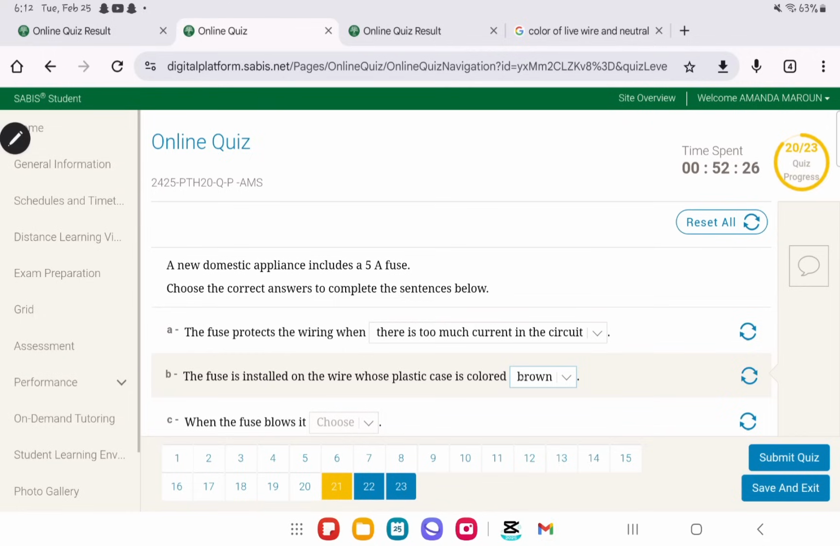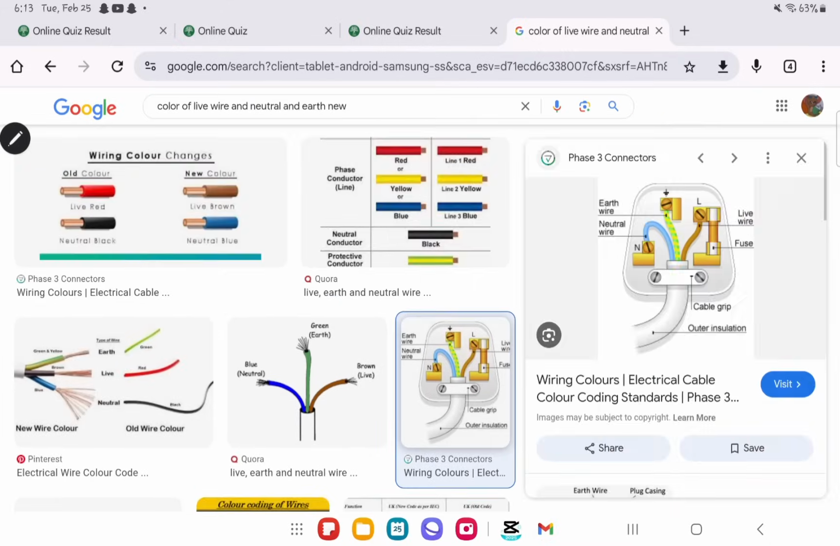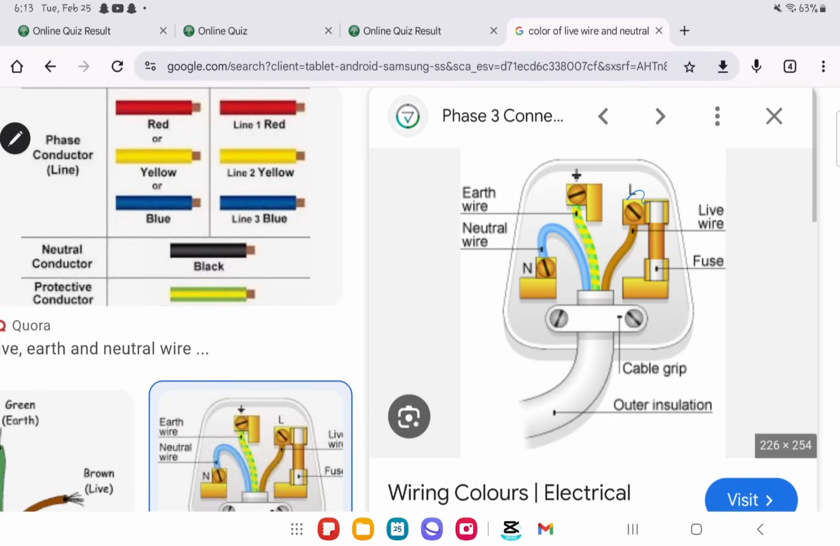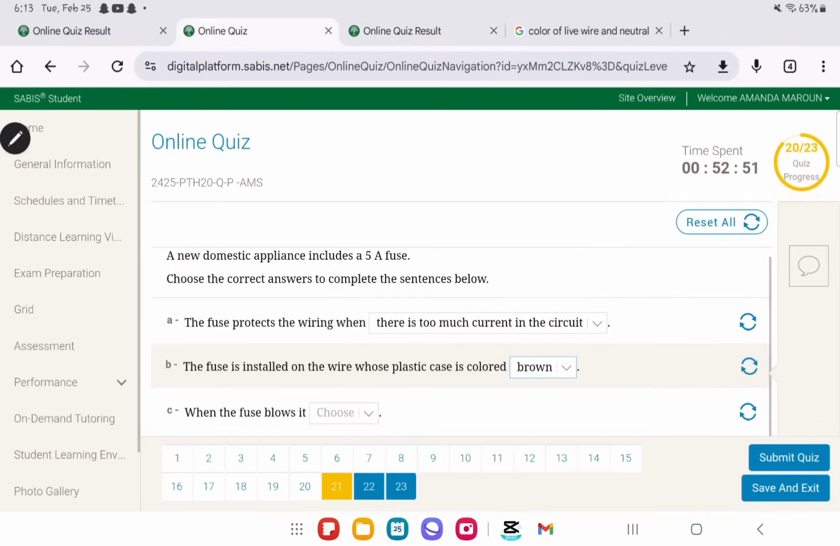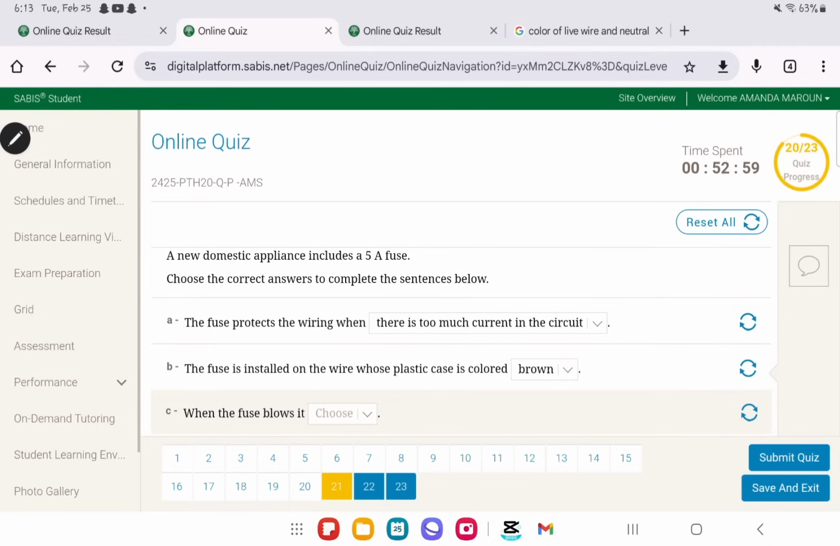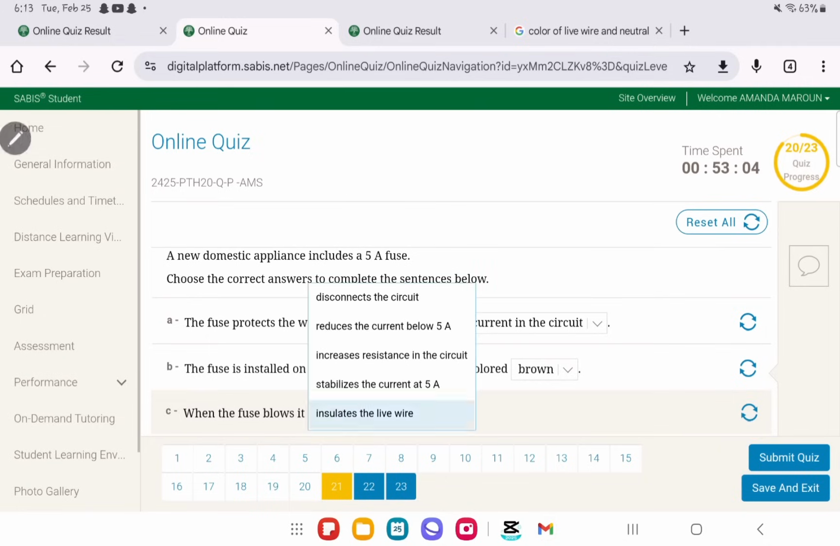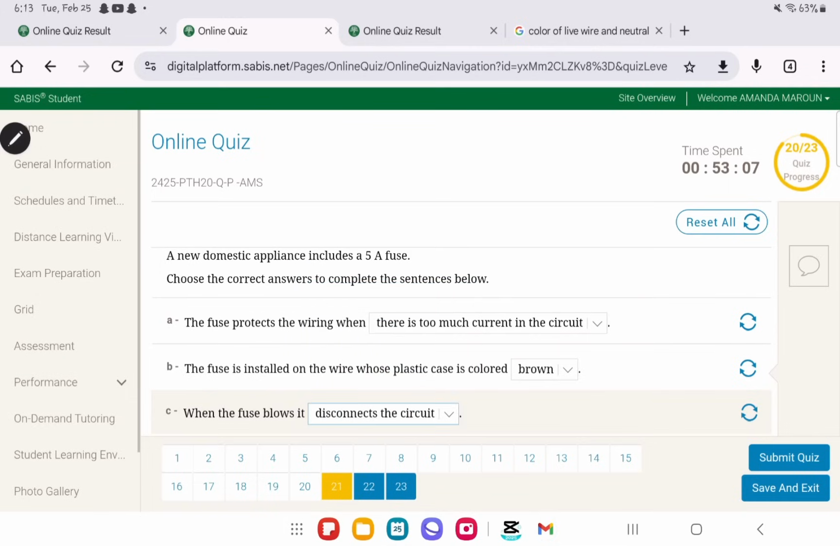Why do we put it on the brown? We put it on the live wire because, as you can see over here, these are the different types of wire. We have a live wire, the neutral wire, which is in blue, and then we have the earth wire, which is in green and yellow. So brown is live, neutral is blue, and earth is green and yellow. When a current greater than 5 amperes crosses the fuse and the fuse blows, it disconnects the circuit.